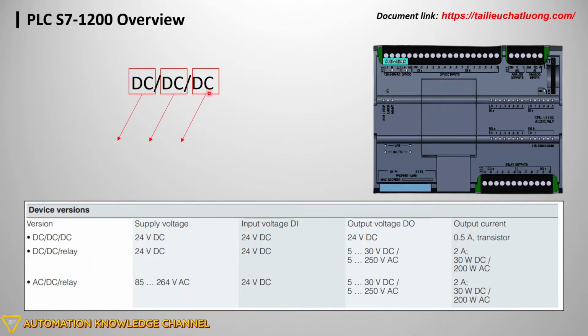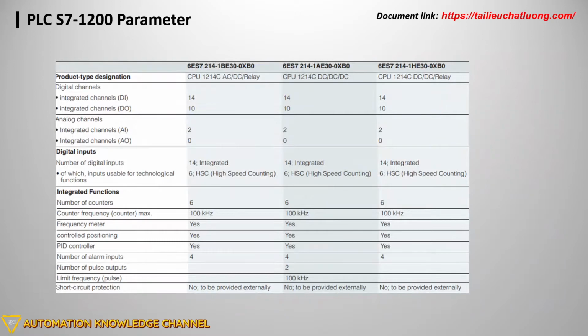And the last symbol, DC or relay, is the output voltage for DO. This is the power supply to the output signal. Yes, you can see it here. Now we go to the details.